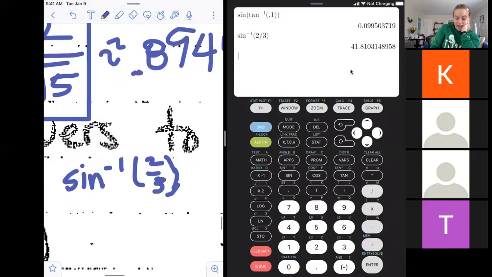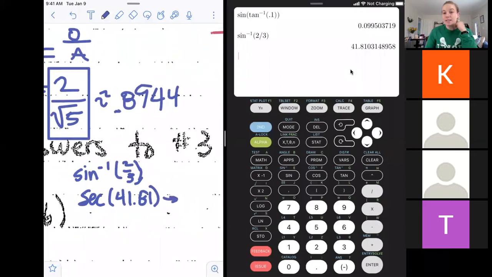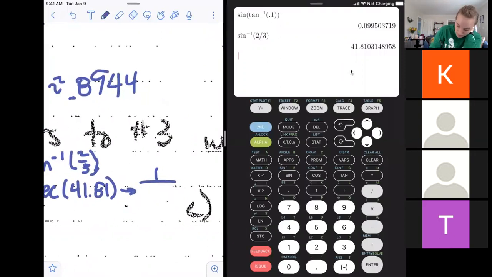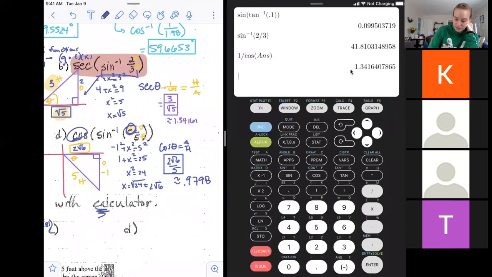Now it wants me to do secant of that, but there's no secant button. Instead, remember that secant and cosine are reciprocals of each other. So I can do 1 divided by cosine of this angle, and I should get the exact same thing. So flipping them, the same thing as 1 over cosine of this. So 1 divided by cosine. Remember, I can do second negative to get my answer just rewritten so I don't have to retype it in. And that gets me 1.3416. Is that what I got for letter B? Oh yeah, perfect. You're doing great.